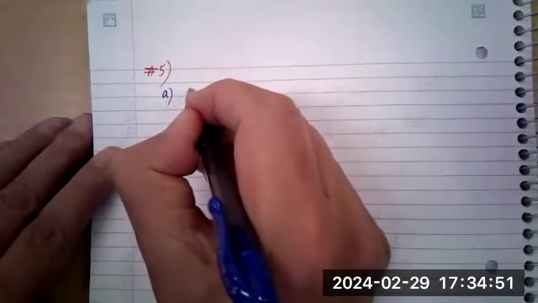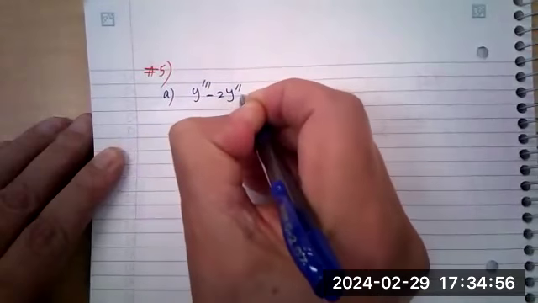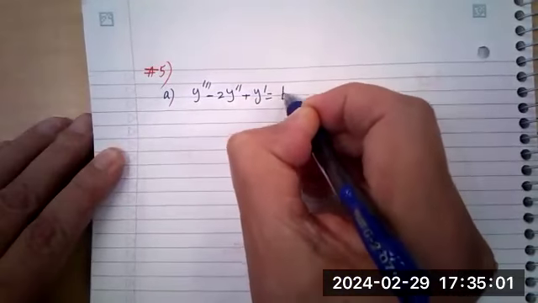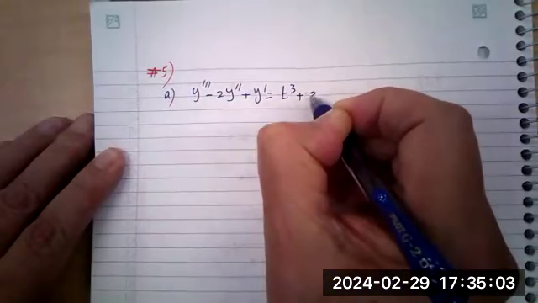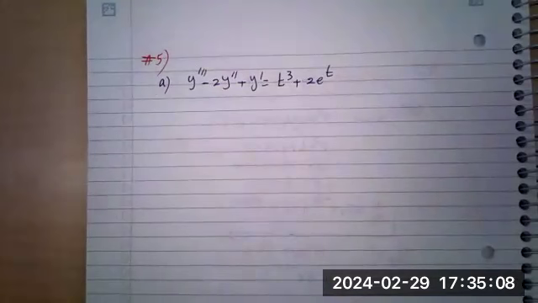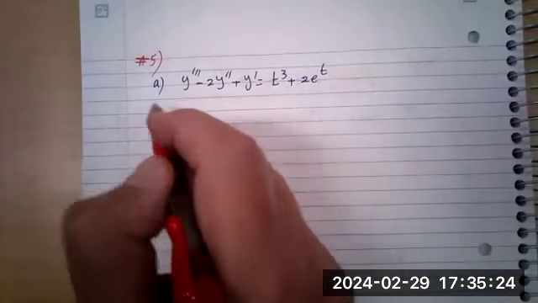Number 5, for example, part 1. The equation is y triple prime minus 2y double prime plus y prime equals t cubed plus 2e to the t. It's a combination of two functions. It doesn't matter, we pick them each one separately. So we have a cubic polynomial, the first one, and an exponential function, the other one. We have to take care of each one of them, okay? But first we have to do the homogeneous solution.